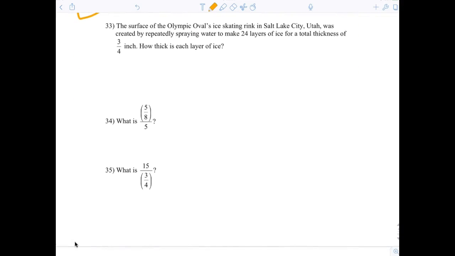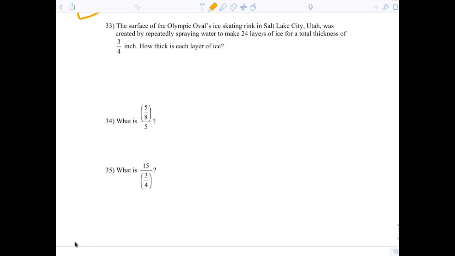It says, the surface of the Olympic Oval's ice skating rink in Salt Lake City was created by repeatedly spraying water to make 24 layers of ice. So the ice is what? How thick?